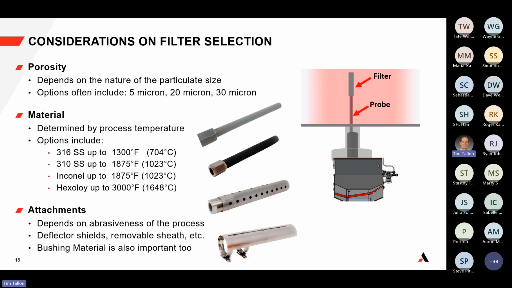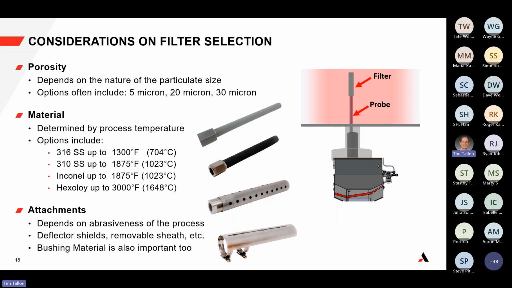So there are different filter options for 5 micron particulates, for 20 micron, for 30 micron. And if you have a sense that it's very fine, you could opt for the 5 micron, or if you think it's a bigger, more coarse particulate, you could go for the 20 or 30 micron filter sizes. So that's the first thing I think about is the porosity.